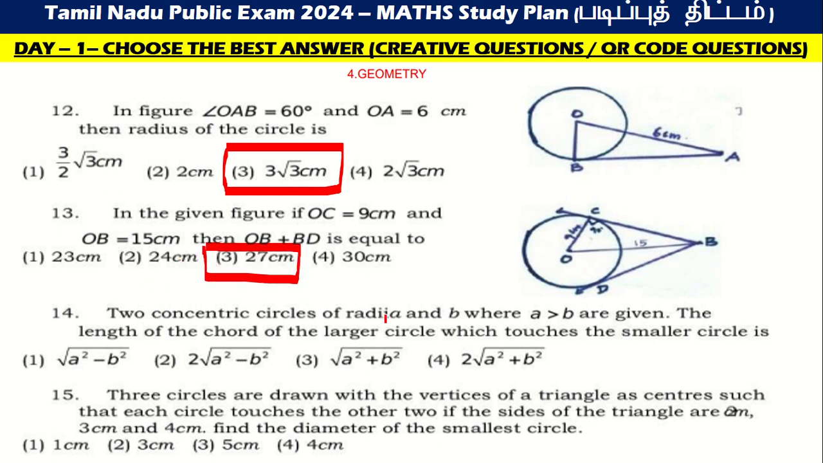Two concentric circles of radii A and B where A greater than B are equal. Then what is your answer? That means 2 of root A square minus B square. 15. And three circles are drawn with vertices of a triangle as centers such that each circle touches the other two. That means your answer is A.